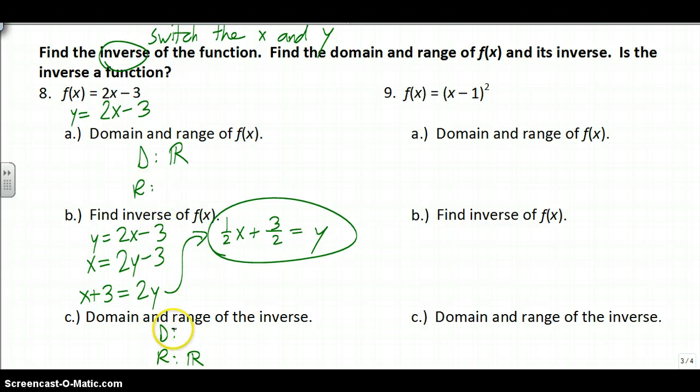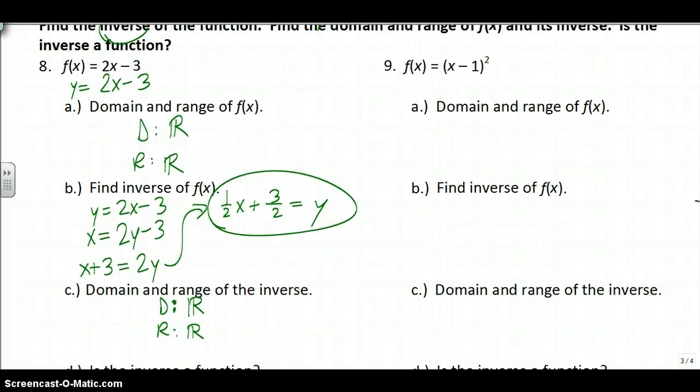I like to look at the domain of this guy as well. 1/2 x plus 3/2. Is there any trouble? Nope. X is technically on top here. So there's really no zeros in the denominator, and there's no square roots in sight, so it's all reals again. As long as they're not horizontal or vertical, as far as lines are concerned, their domain and range is going to be all reals all the time. Okay? As opposed to number 9, all right?